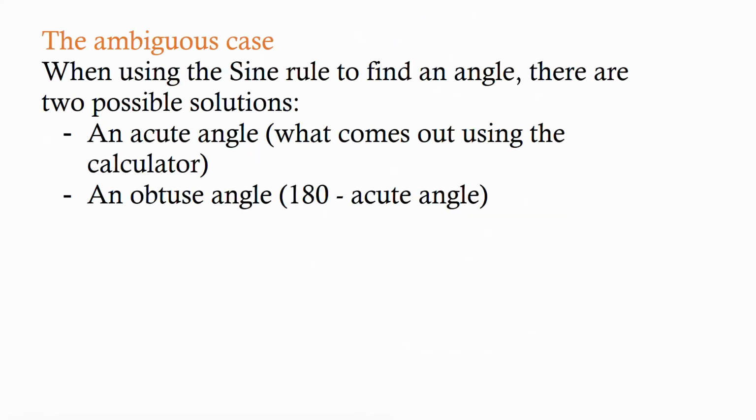Before we end the video, I just want to cover something we call the ambiguous case. There is a slight problem with using the sine rule. When you're using it to find an angle, it has two possible solutions. It could be what comes out on the calculator, which is the acute angle, or you could find the obtuse angle version of that, which is just 180 minus the acute angle. So be very careful when you're reading problems. Sometimes they'll say, find the obtuse angle, and then you would have to go 180 minus whatever angle you found. Just important to note that.